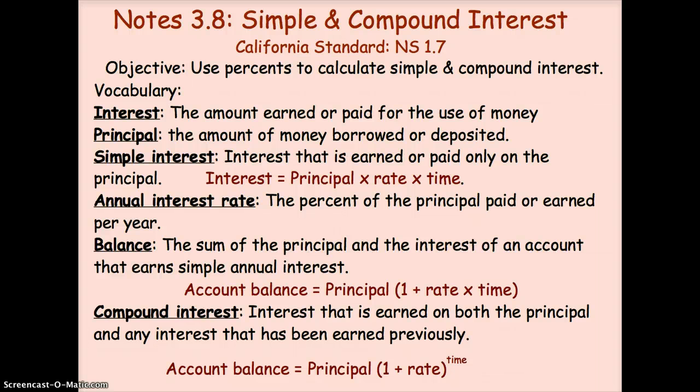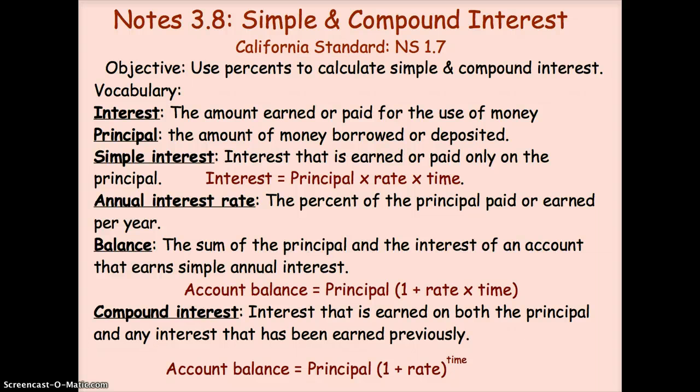The balance is the sum of the principal and the interest of an account that earns simple annual interest. So the one difference here is that you're finding the interest, but you also have to add that onto the principal. So whatever you started out with, you still have, you're just getting a bonus on top of that.